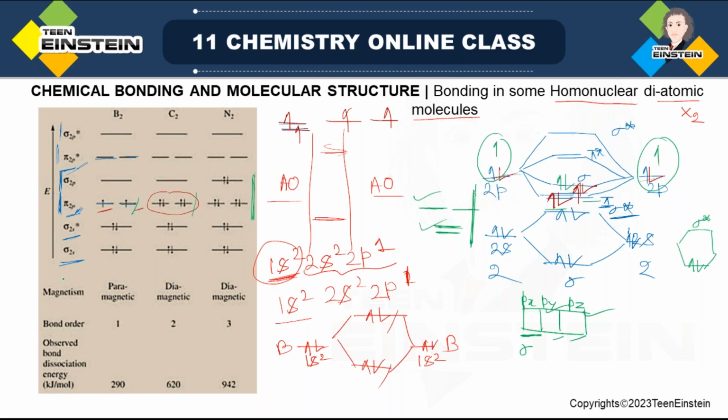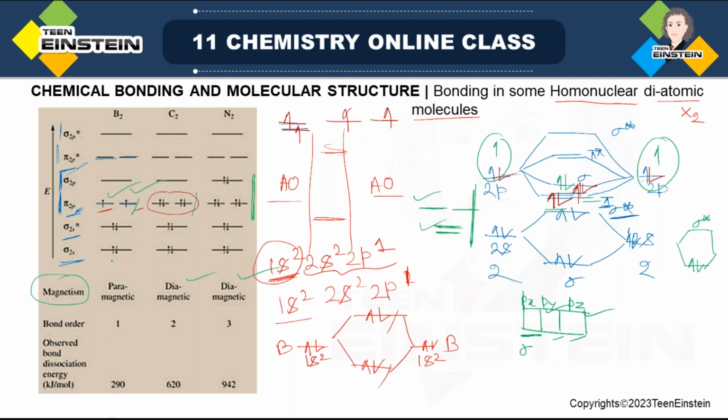Now come to the other part of this picture. Here it is written magnetism. Whether it is paramagnetic or diamagnetic, that prediction you can directly do from the MO diagram. Here, in case of boron, the diatomic B2 molecule, you have 2 unpaired electrons, so it is paramagnetic. But in C2 you do not have any unpaired electron. In N2 also you do not have any unpaired electron, and that is the reason both are diamagnetic.